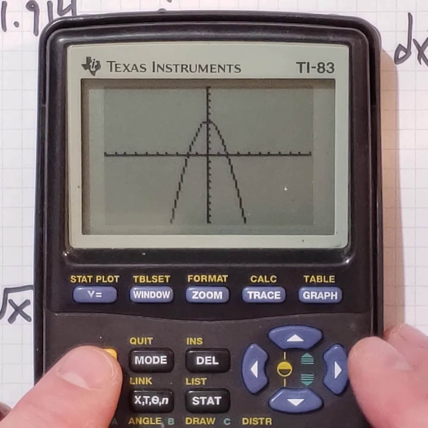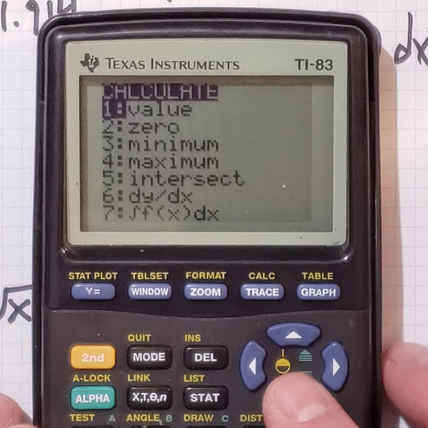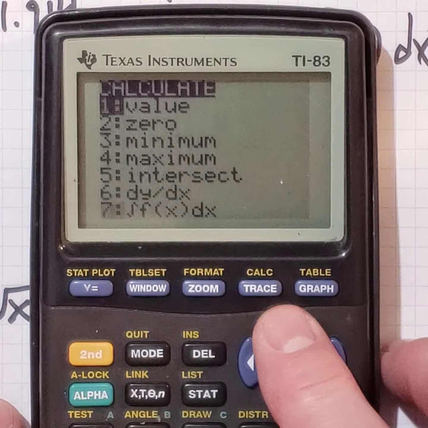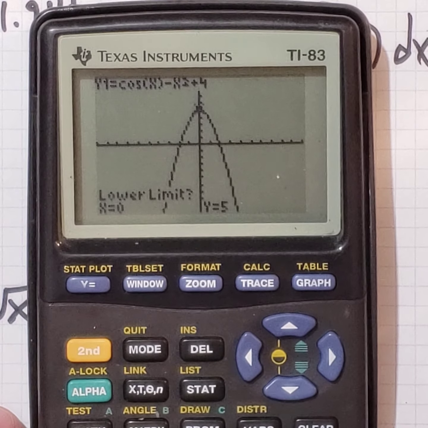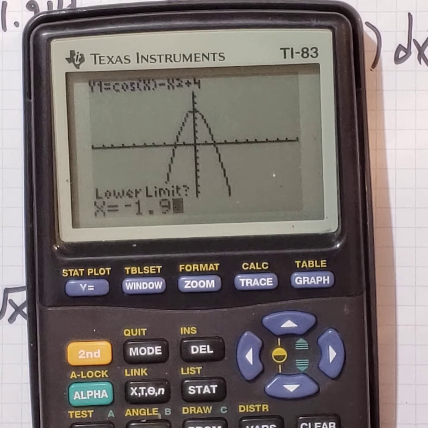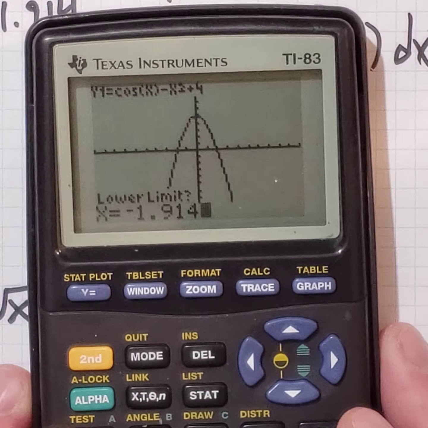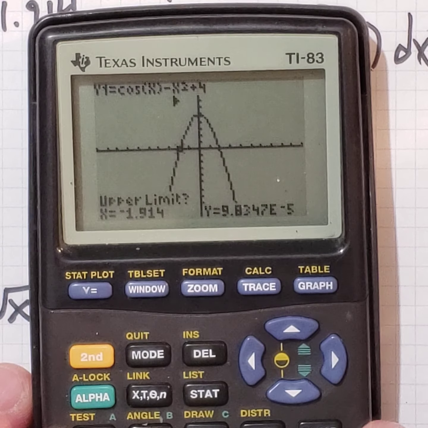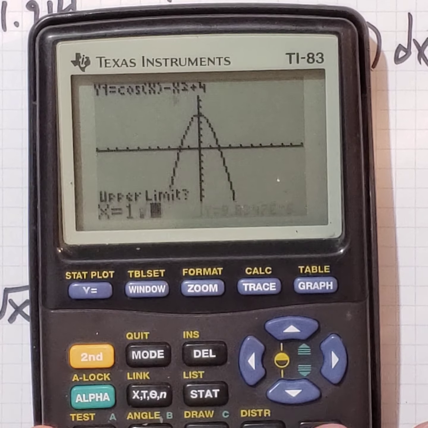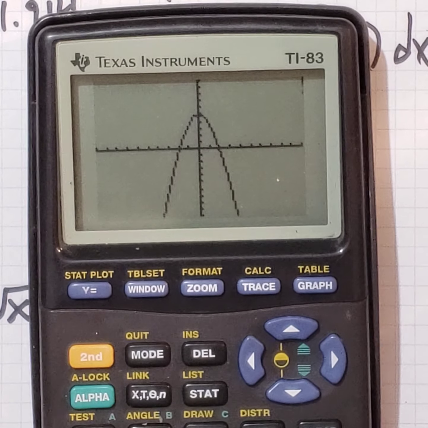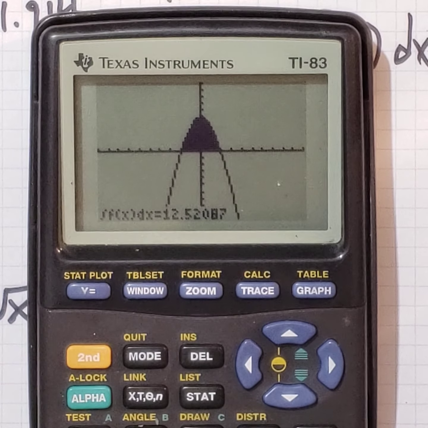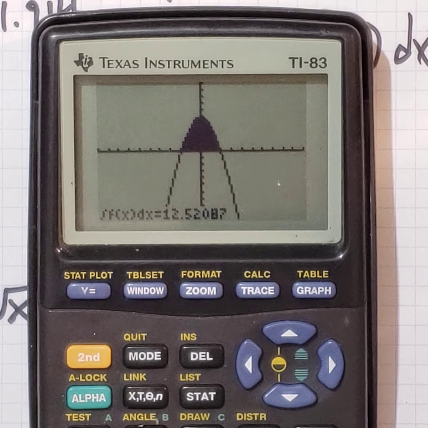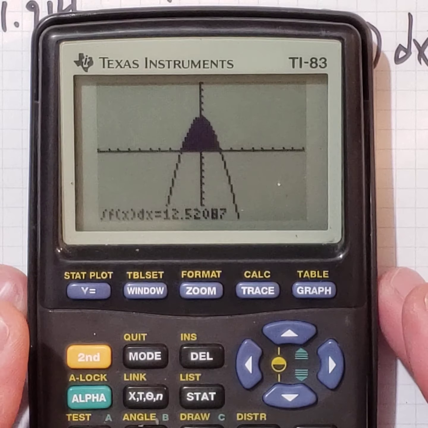So to find this, simple. Second, calc, and then 7. Right? We want that area under the curve. Let's choose enter. It asks us for a lower bound. We could do negative 1.914. I think that was right, yes. And then it asks us for our upper limit. So we do positive 1.914. And it'll give us our decimal approximation of 12.52087, which is good for a few decimal places. We only put 3 decimal places in, so we're not going to get 4 or 5 decimal places accuracy out. Right? I don't need to write that down.